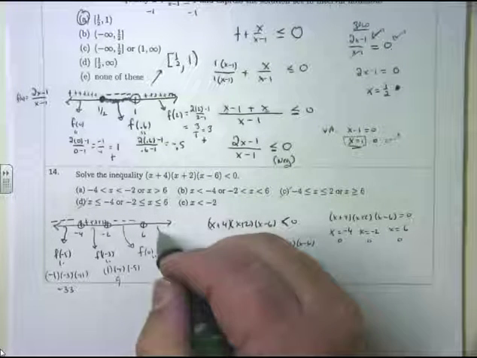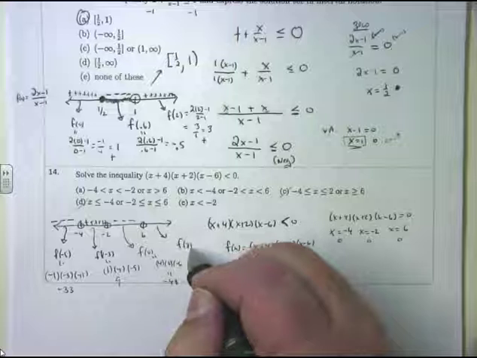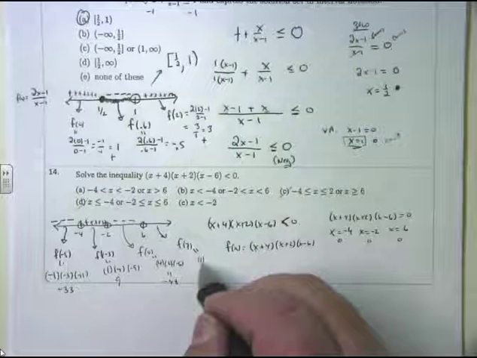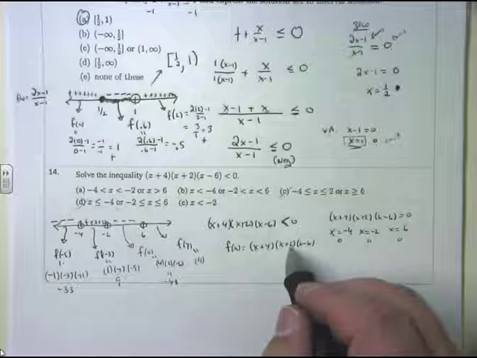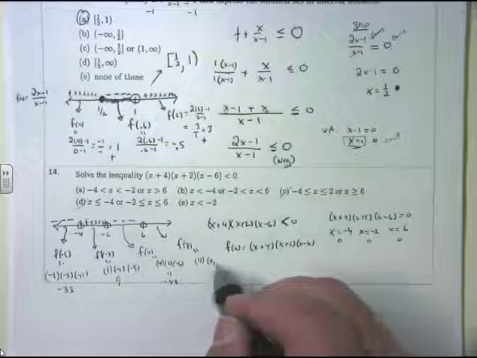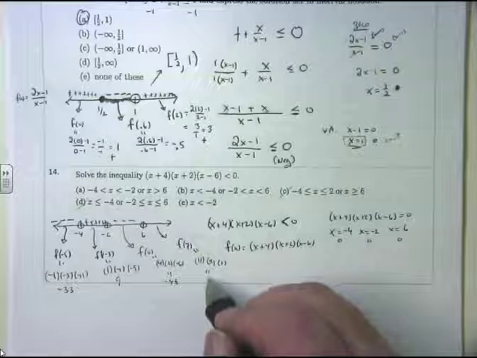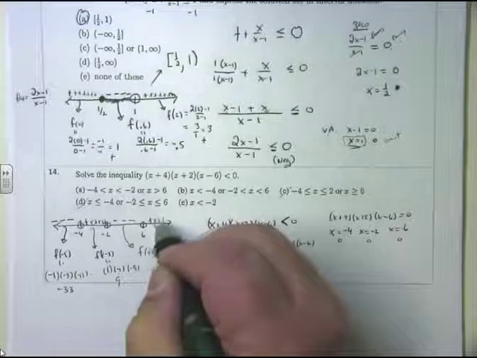And picking a number bigger than 6, I choose 7. Plugging 7 into my polynomial, 7 plus 4 is 11, 7 plus 2 is 9, 7 minus 6 is 1. 1 times 9 times 11 is 99, so it's positive.